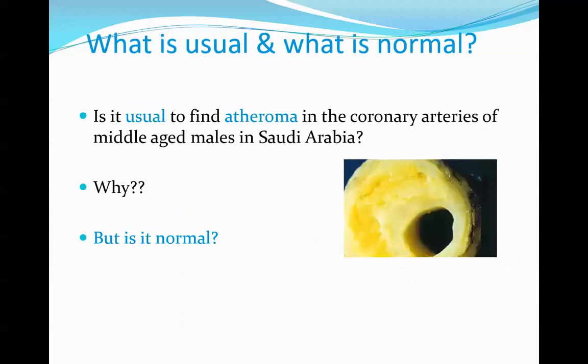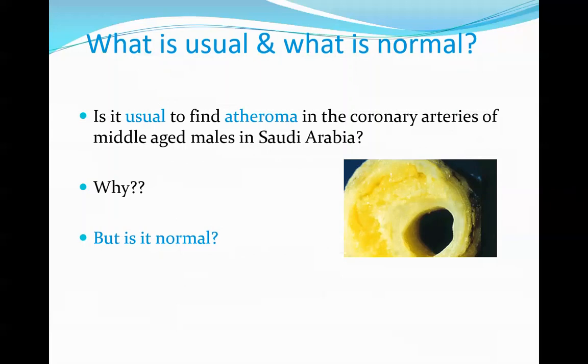Then some usual and unusual things which you can come across in the pathology department, the words which will be used in daily processes. It is usual to find atheroma in the coronary artery of a middle-aged male in Saudi Arabia. So atheroma, is it normal? No, it's not. You know what atheroma is? The fat. You see this picture? Exactly, so this atheroma is accumulated inside the artery.